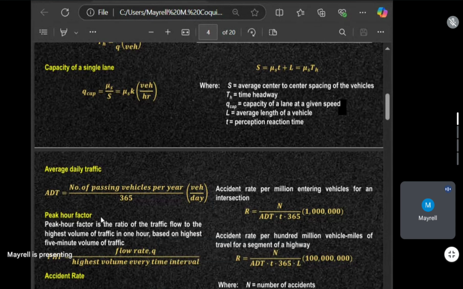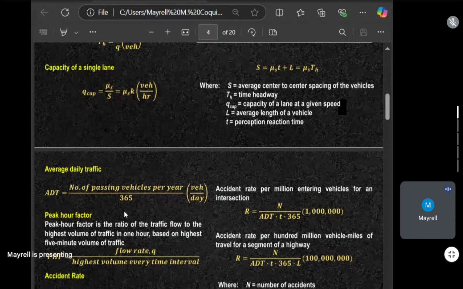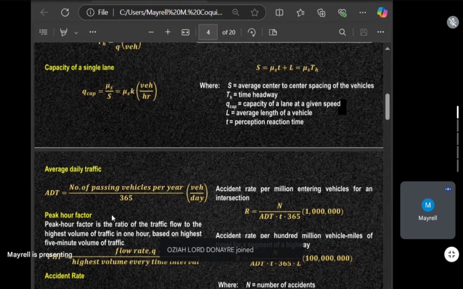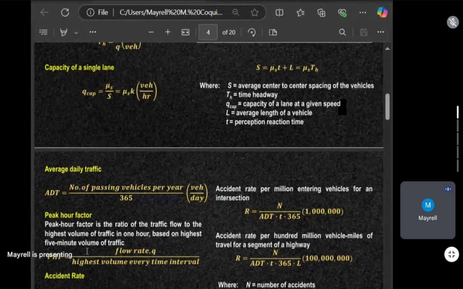Then we have peak hour factor. Peak hour factor is the ratio of the traffic flow to the highest volume of traffic in 1 hour, based on the highest 5-minute volume of traffic. So PHF, that's peak hour factor, is equal to the flow rate, which is Q, over the highest volume every time interval.